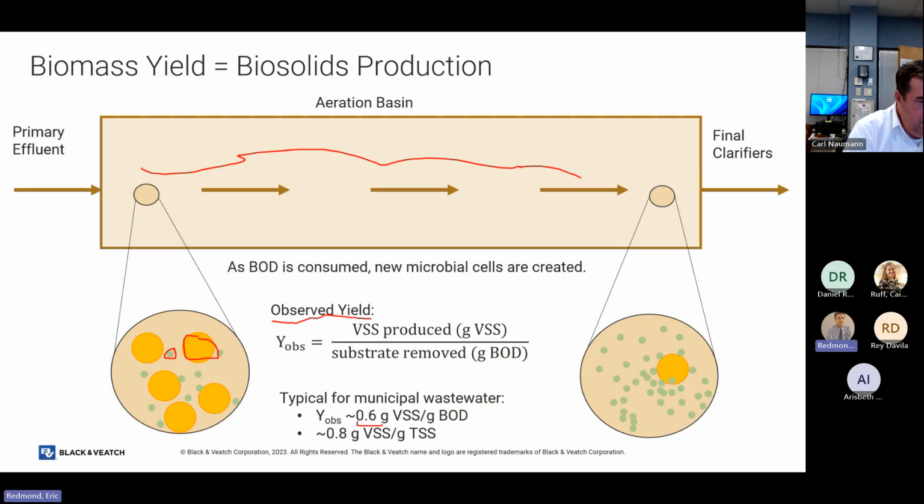So if I have 10 pounds of BOD coming in, what that means is out of that 10 pounds of BOD, I'm going to produce 6 pounds of VSS. And with that VSS, once I figure out my VSS, I can then multiply it by my VSS to TSS ratio, which for a system like this is typical.